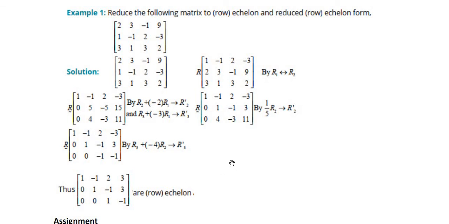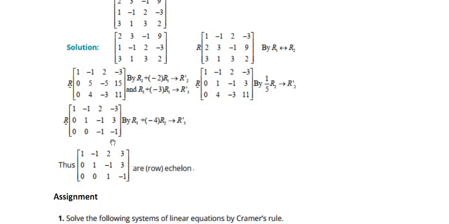After applying some row operations, we get a new matrix, which is 1 minus 1 2 3, 0 1 minus 1 3, 0 0 1 minus 1. In this method, first of all we make the first entry 1, then try to make the other entries 1 and minus 1, and the main purpose of this method is to make maximum entries 0. So this method is called row echelon form. And this is the end of our lecture.